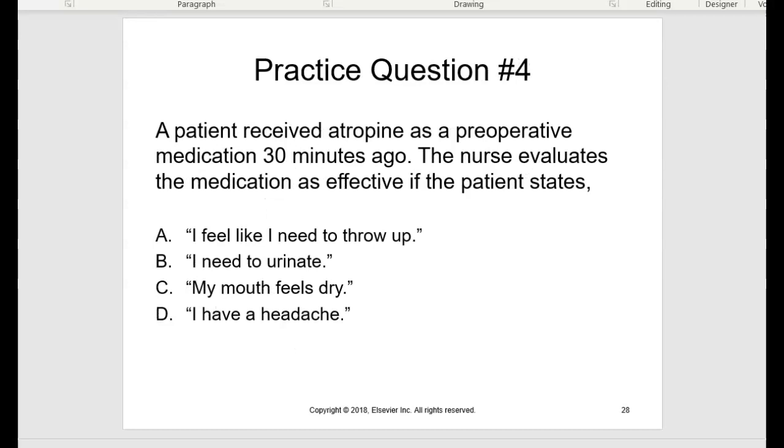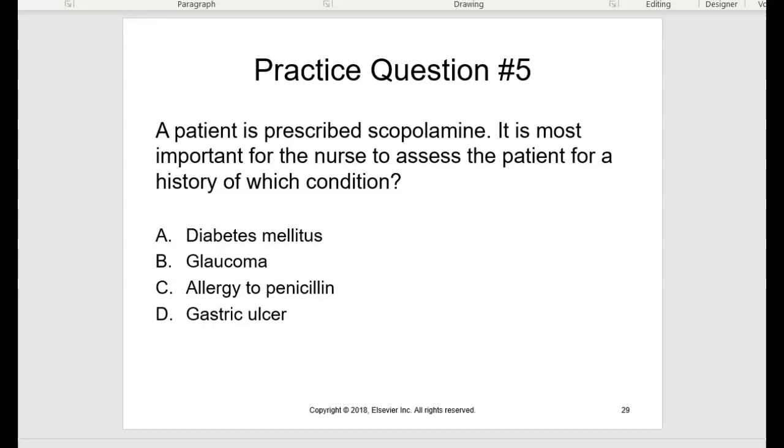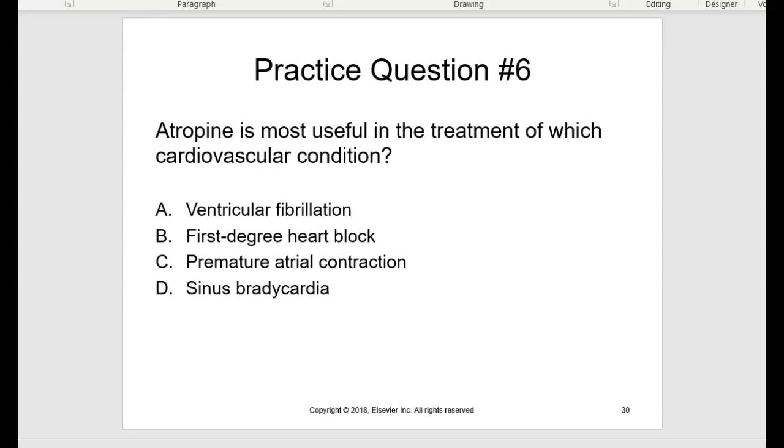Practice question 4. A patient received atropine as a pre-op med 30 minutes ago. The nurse evaluates the med as effective when the patient states... the correct answer is C, my mouth feels dry. 5. A patient is prescribed scopolamine. It is most important for the nurse to assess the patient for a history of... correct answer B, glaucoma. Anticholinergics, no glaucoma. 6. Atropine is most useful in the treatment of which cardiovascular condition? And that's D, sinus bradycardia.